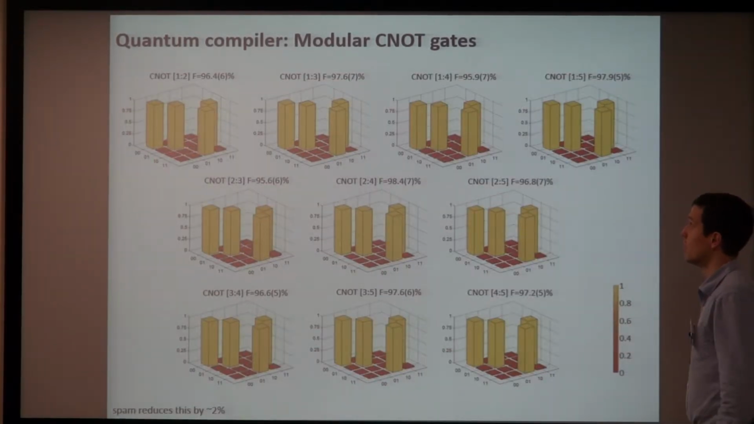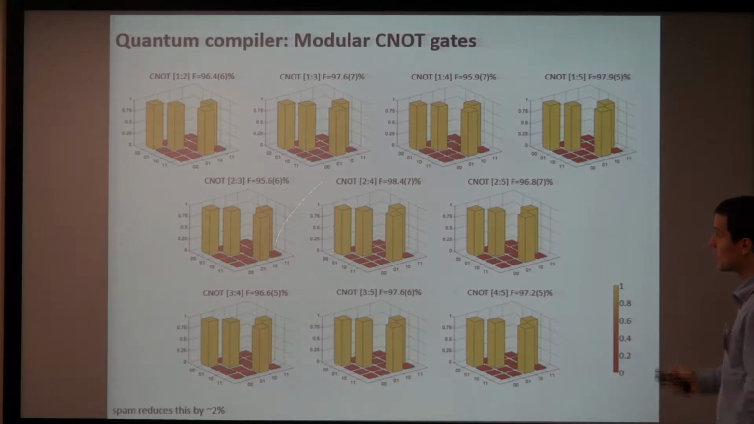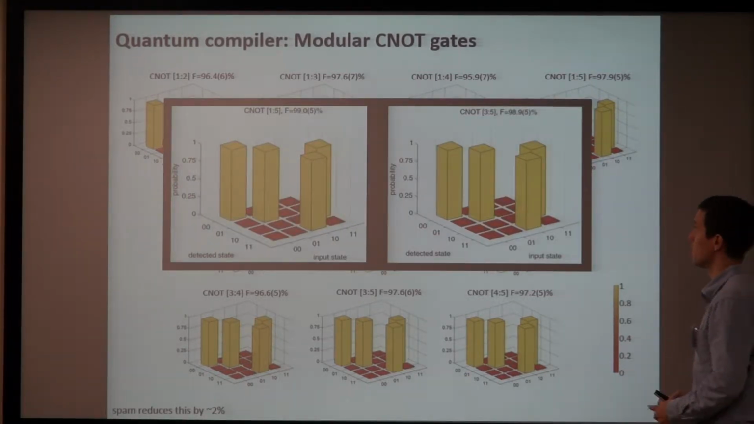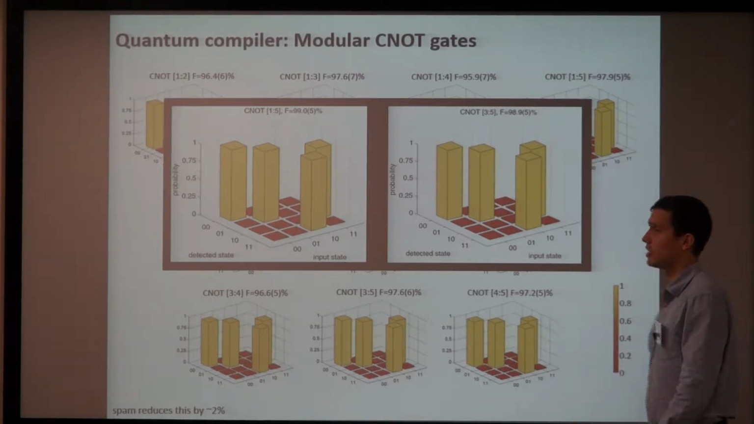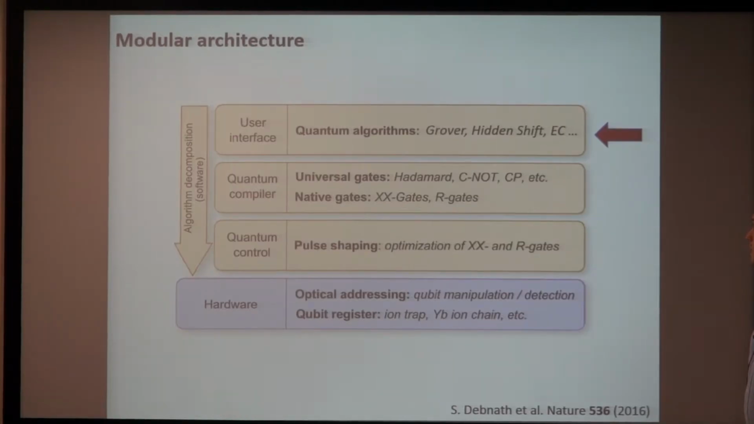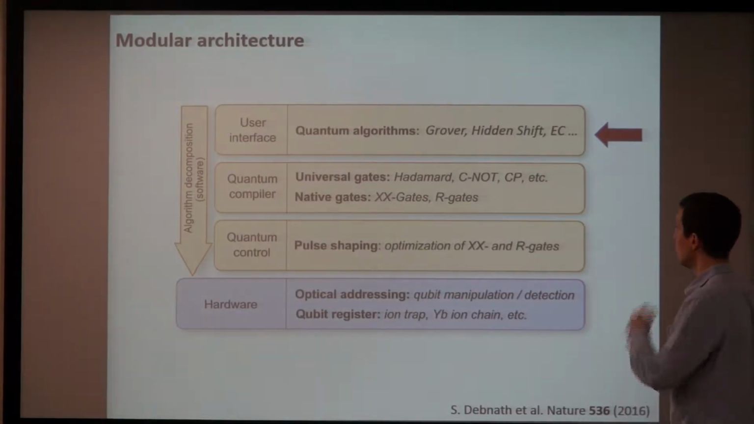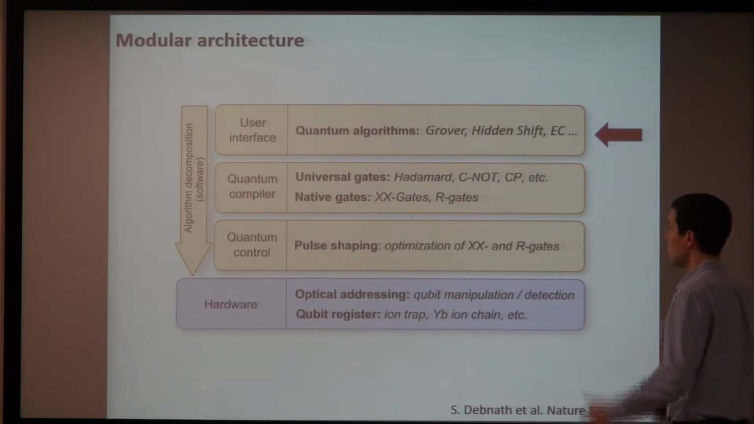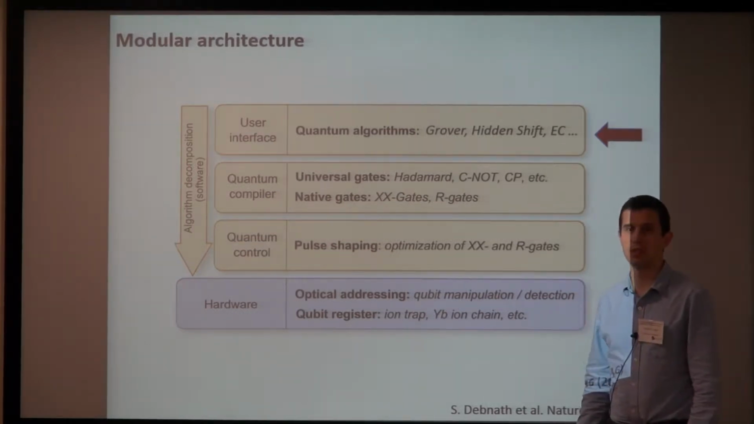And in a 5-ion chain, there's going to be 10 different CNOTs. Here's some data for all of them. This is a couple of years old, so we recently improved our fidelity a little bit. We can do a CNOT with about 99% fidelity. Okay, I think this is sort of all the ingredients here. And now we can come to different applications. I don't know if there's any questions up to this point.